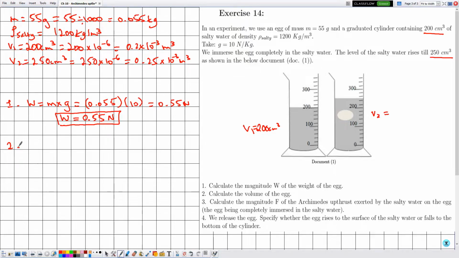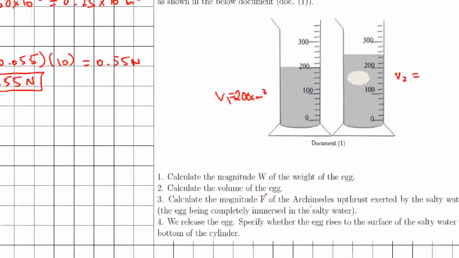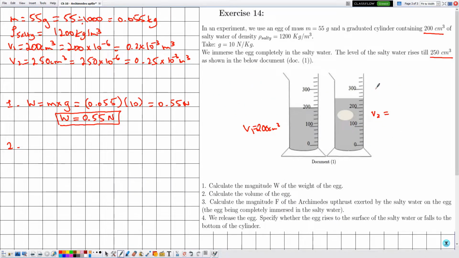Now in number 2, calculate the volume of the egg. So here the egg is not considered to be a regular shape, so we cannot calculate its volume using a formula. However, because we have the two volumes, V1 and V2, we can calculate the volume using water displacement, which is given by the difference V2 minus V1.